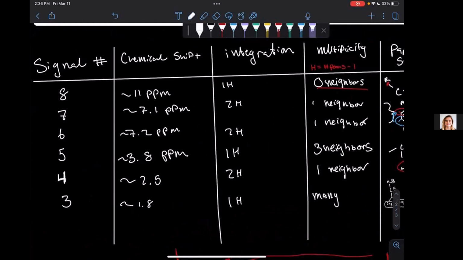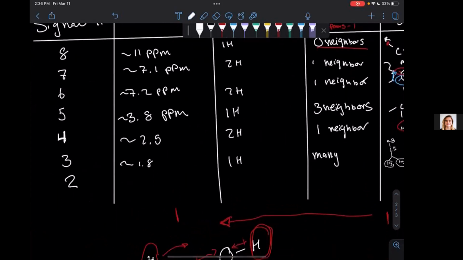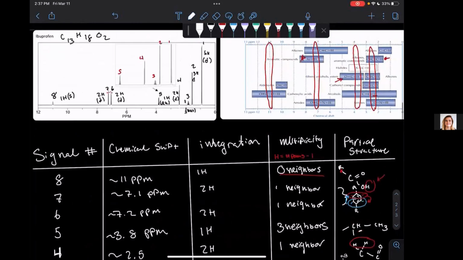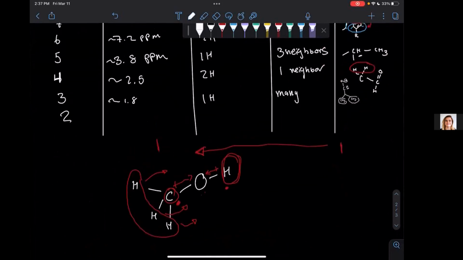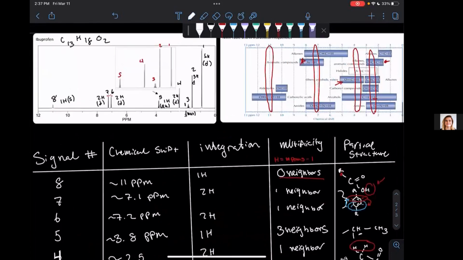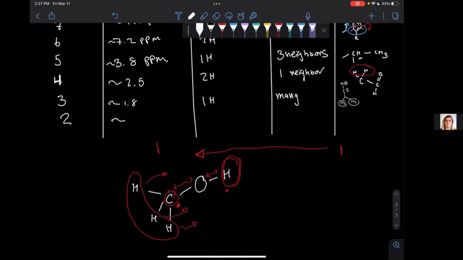Now we're going to go ahead and look at number 2. So we have number 2 right here. Number 2 is 3 hydrogens in a doublet, so it's next to 1. Oh, excuse me, I forgot to write the shift. So that is going to be about 1.5. I'm just finishing up labeling these because I forgot to earlier.